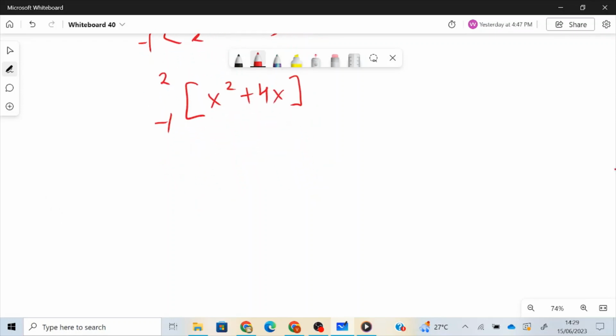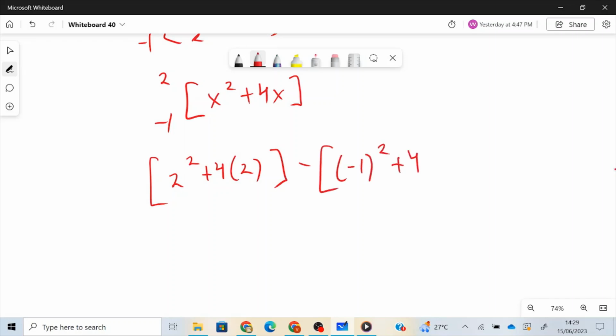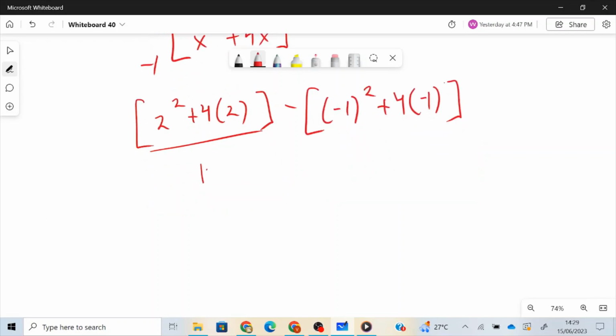We will now have 2 squared plus 4 into 2, minus brackets minus 1 squared plus 4 into minus 1. Doing the left hand side, 2 squared, that's 4, plus 4 times 2 is 8, that gives 12. Minus 1 squared is positive 1, plus 4 into minus 1, that's minus 4, 1 minus 4 is minus 3.